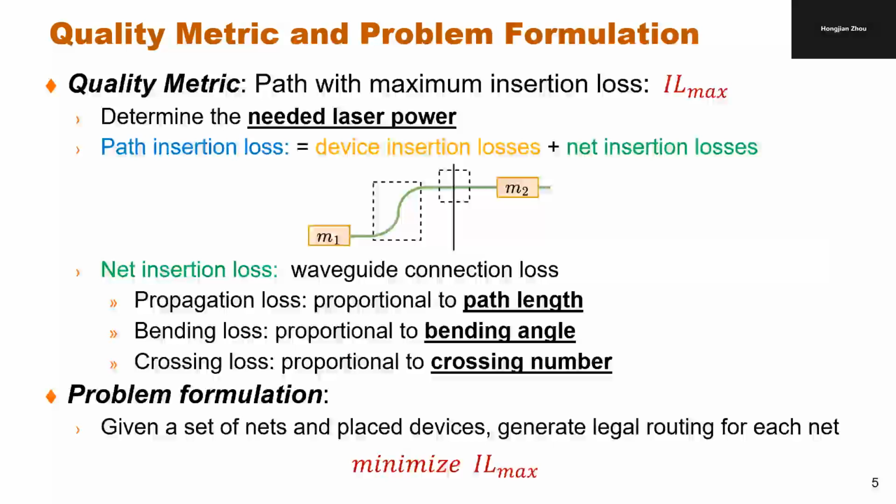The path insertion loss consists of inherent device insertion loss and net insertion loss. A path may have multiple devices and nets along its path. And the net insertion loss consists of the propagation loss plus the bending loss and the crossing loss. The total net insertion loss is given by the path length, the total bending angle, and the number of crossings along the path. So our problem is: given a set of nets and placed devices, generate a routing solution for each net so that the final maximum insertion loss is minimized.